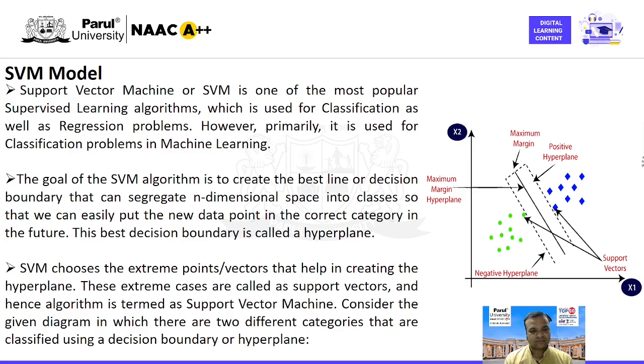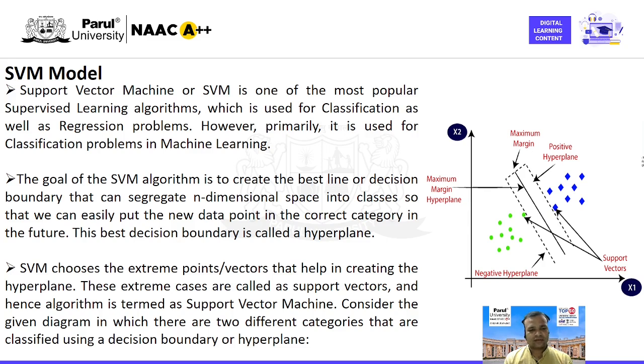For which purpose? To segregate n-dimensional space into classes, so that whenever new data arises in that model, we can easily place that new data point in the correct category in the future.